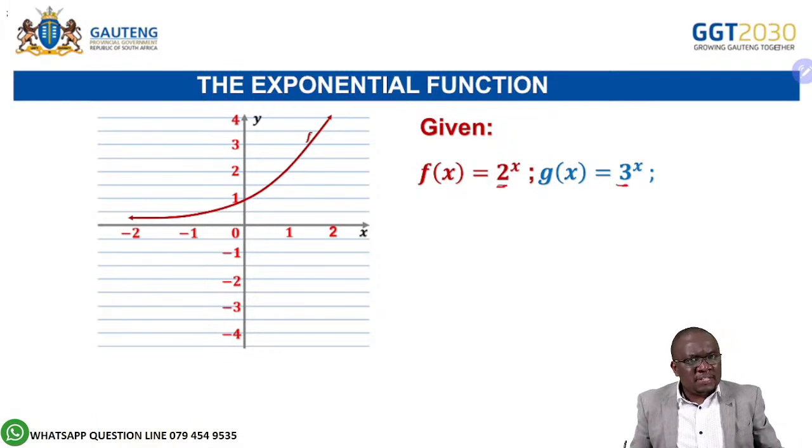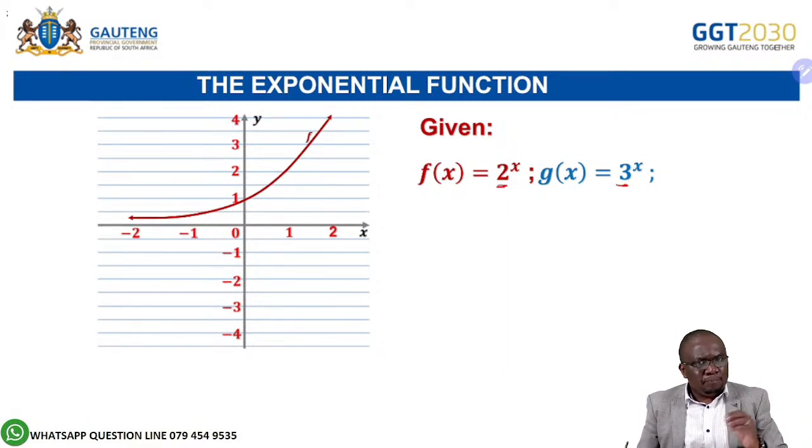Remember one of our objectives. We said we want to see the effect of change of b. If b changes, what happens to the graph? Do you remember that? Right. So the graph for 3 to the power x is going to look like this. That's the graph for 3 to the power x, okay?